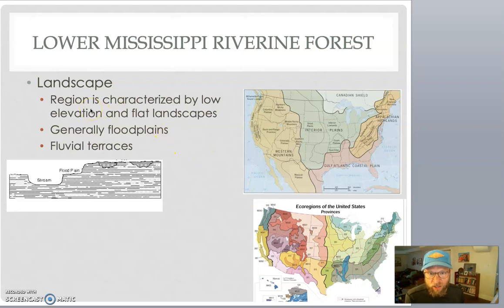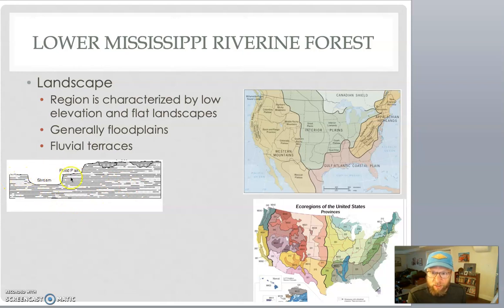So this region is characterized by low elevation and flat landscapes. We're getting toward the end of the Mississippi River, so we're really low elevation and not a lot of topography. These generally consist of floodplains and fluvial terraces. This is just a cross section of what this looks like.